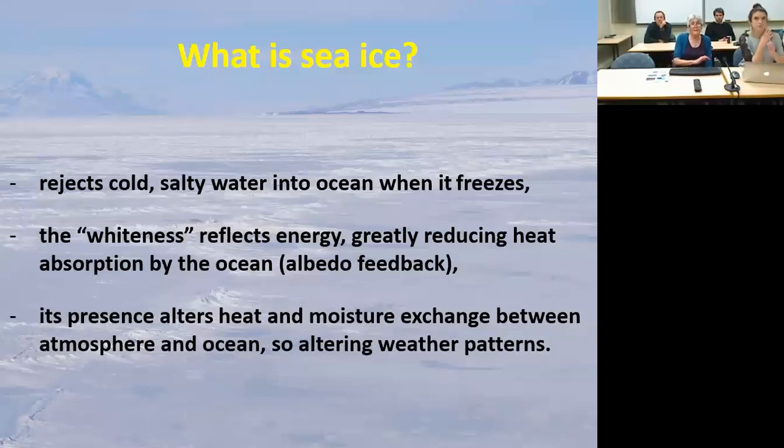Accelerate in loss once it started. Finally, the presence of sea ice on the ocean surface alters the heat and moisture exchange between the atmosphere and the ocean. And so in doing this, it alters weather patterns.